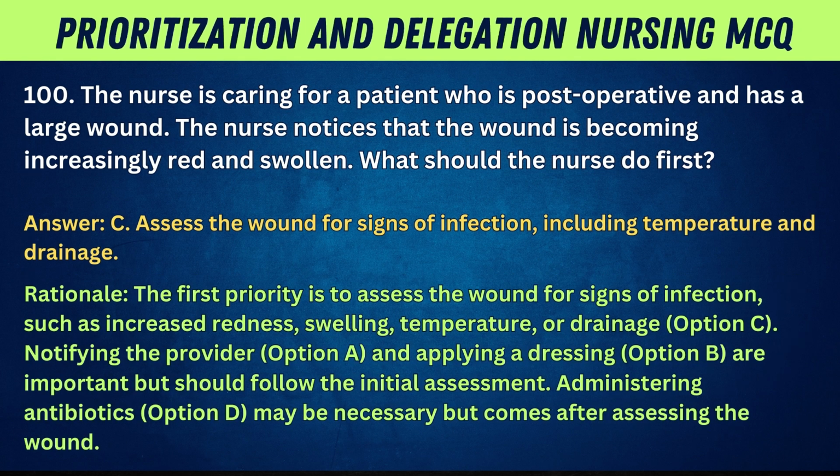Answer: C. Assess the wound for signs of infection, including temperature and drainage. Rationale: the first priority is to assess the wound for signs of infection, such as increased redness, swelling, temperature, or drainage, option C. Notifying the provider, option A, and applying a dressing, option B, are important but should follow the initial assessment. Administering antibiotics, option D, may be necessary but comes after assessing the wound.